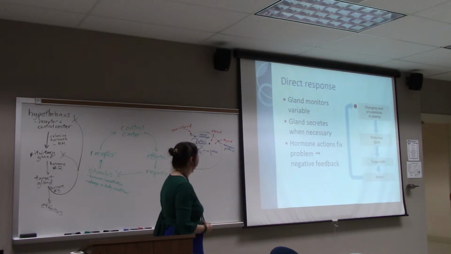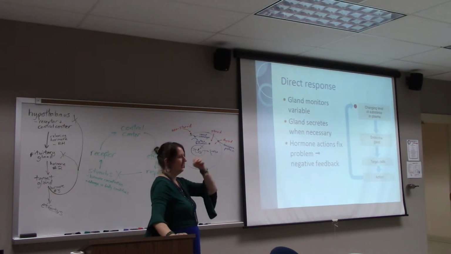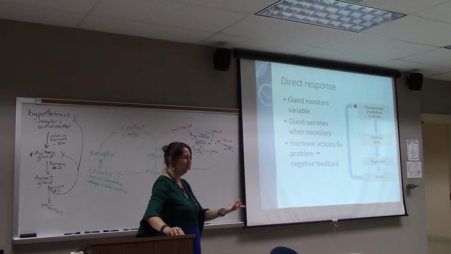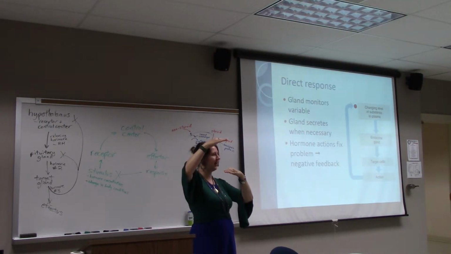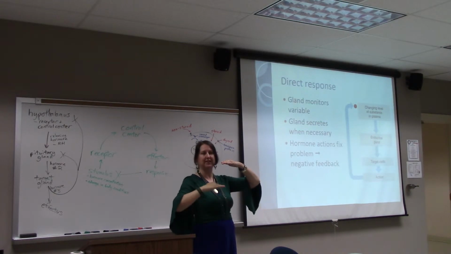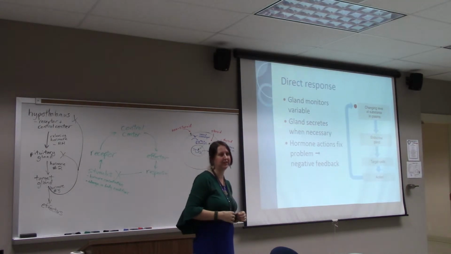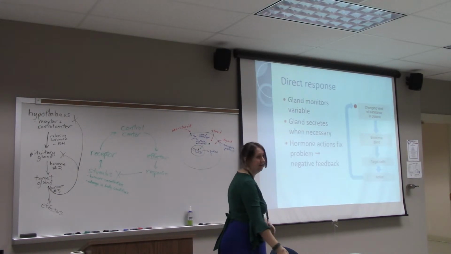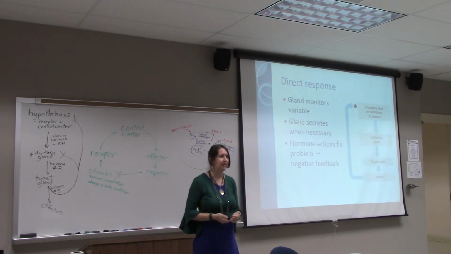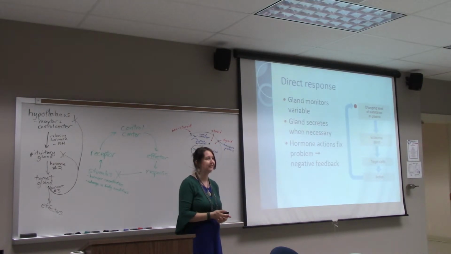In some cases, you'll have one gland or one cell type within the gland that fixes something if it gets too high, and then a different one that fixes it if it gets too low. And we'll see 2 examples of that in the chapter. So any other questions on hormone regulation?